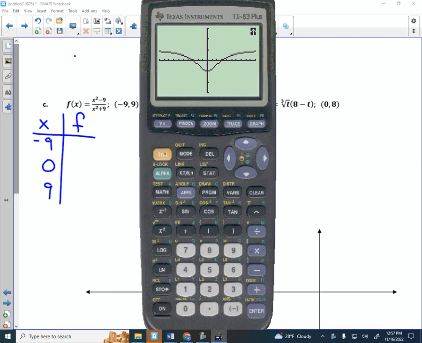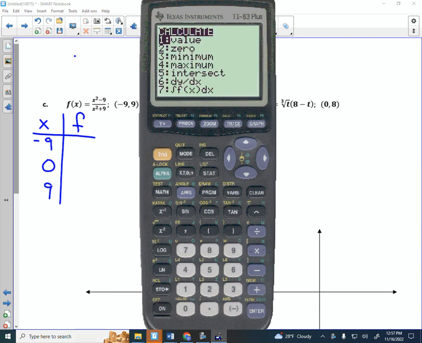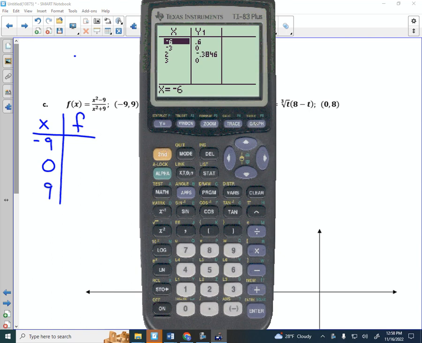And I'm going to go to my table, and I type in -9, I type in 0, and I type in 9. So I get 0.8, -1, and 0.8. So what's the absolute max? And what's the absolute min?